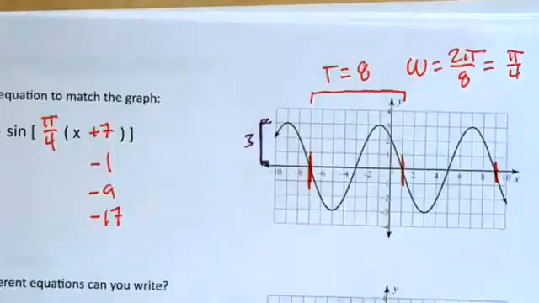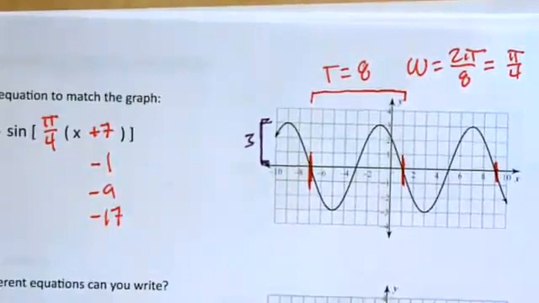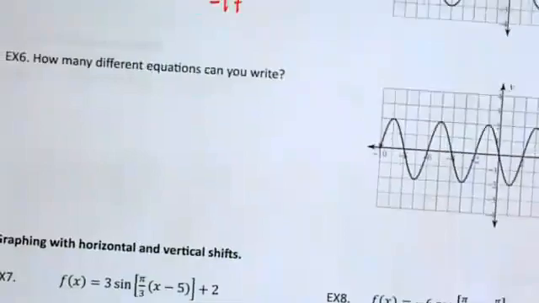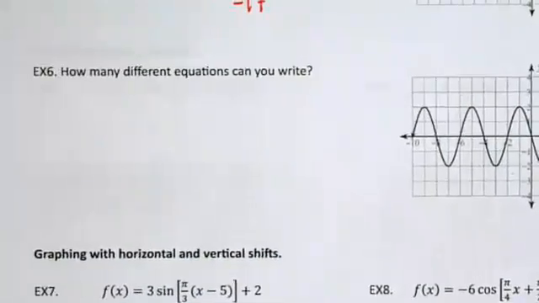Now, could we have written this as a cosine instead? Certainly could have. Could we have written it as a positive sine instead? Certainly could have. And that was kind of the whole point of example 6, but I think I'm going to skip over that right now if you guys are okay with that. I can always come back to number 6 later on if you'd like, but the idea was how many different equations can you write? And we know the answer to this now. It's an infinite number.